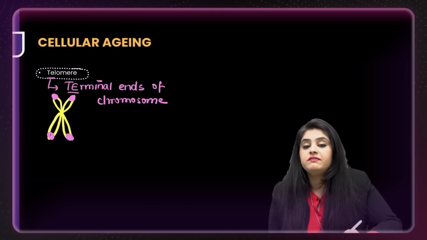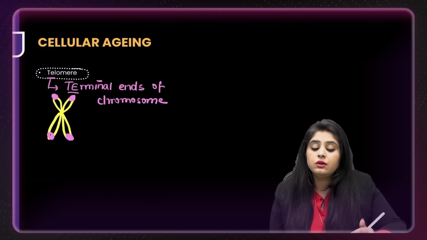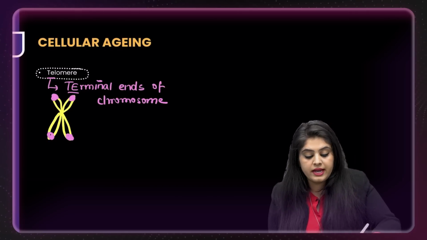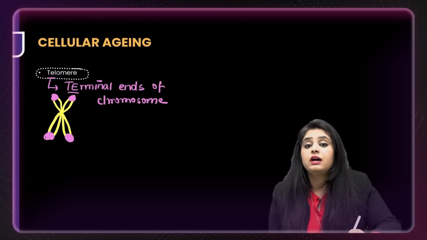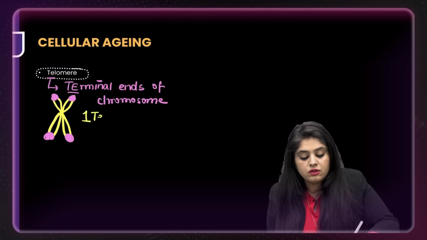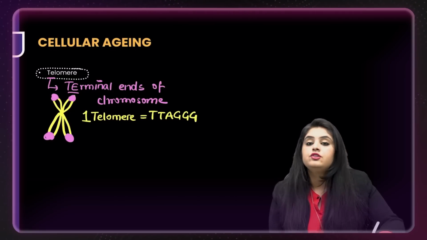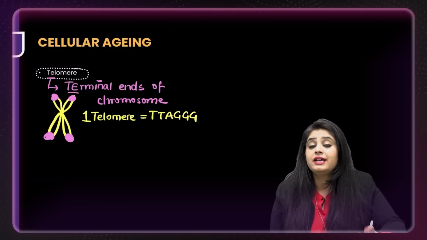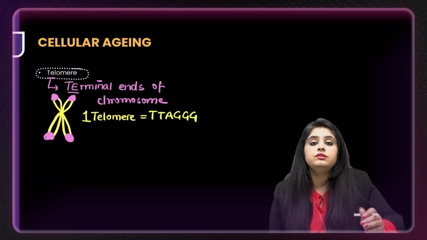When we are born, at birth, we have thousands of telomeres at all the ends. You know what the sequence of one telomere is? One telomere is going to have a sequence of TTAGGG. TTAGGG is one telomere. Like this, we have multiple thousands of telomeres.